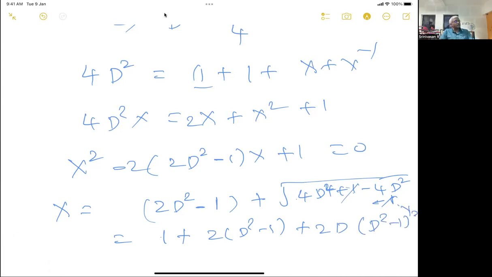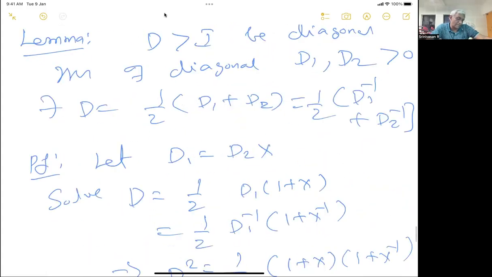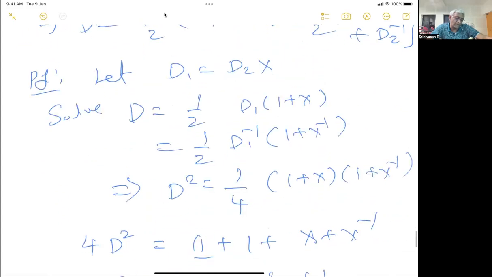d is greater than 1. So d square minus 1 is positive. Everything is positive. So x is positive. Now you can find what is d1, d2. I mean, we have to find d1. d1 is going to be 1 plus x inverse times d, 2 times 1 plus x inverse d, and d2 is like this. Okay. We don't need the exact thing. We just have to find its existence. Positive. Right?